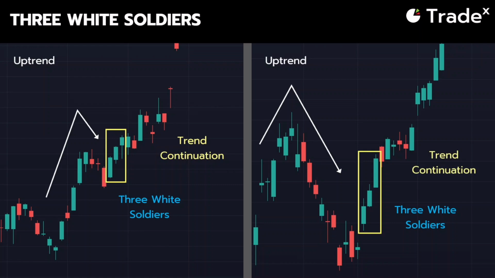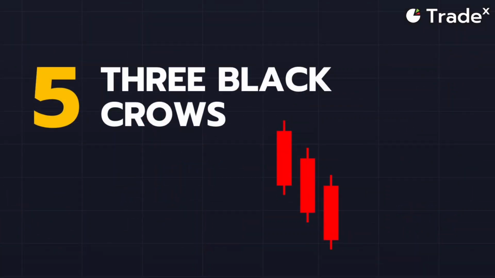The 5th candlestick pattern we're covering today is the 3 black crows. This pattern consists of 3 consecutive bearish candles, each opening within the body of the previous candle and closing lower. It demonstrates that the market has shifted from bullish to bearish sentiment, with each successive candle showing deeper losses.